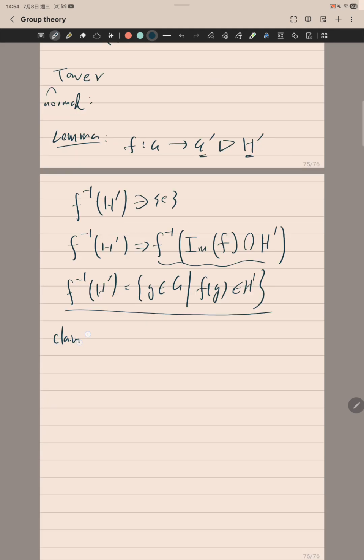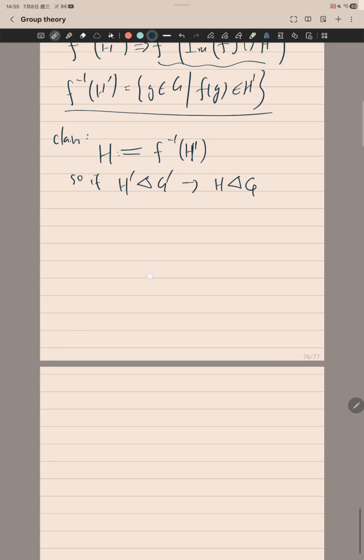Okay, so the claim is the following. Let H be defined to be f inverse H prime. If H prime is normal in G prime, then this implies that H is normal in G. Okay, proof.